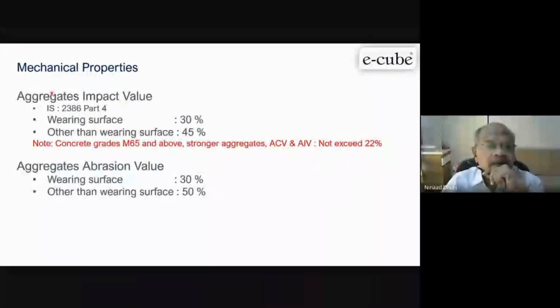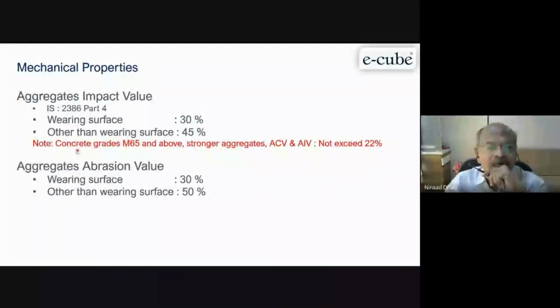So aggregate impact value for wearing surface is 30%. Other than wearing surfaces, for any building and other things where the wear doesn't take place, the limit has increased from 30 to 45%. Still it is acceptable.